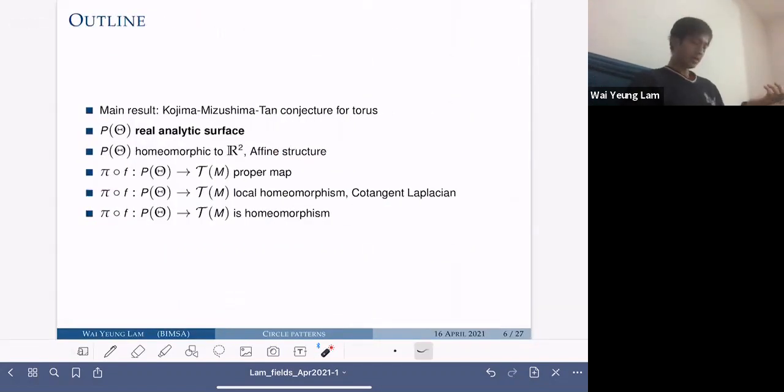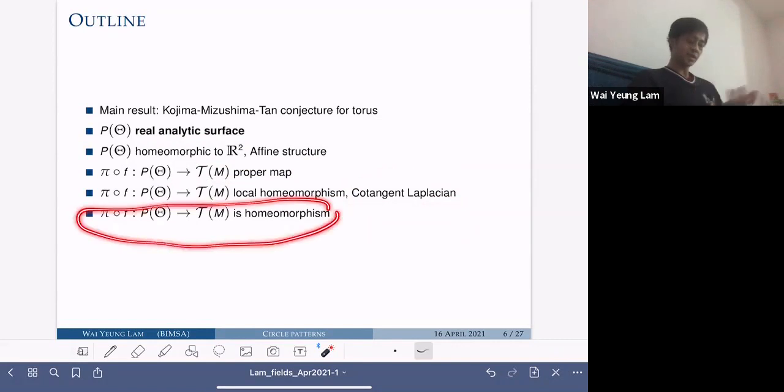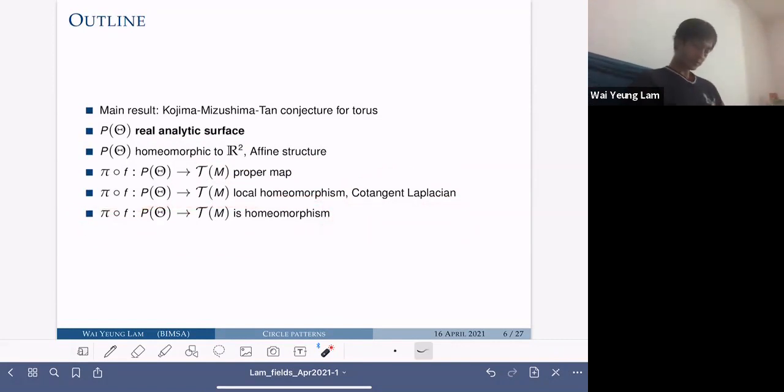Okay, so this is the outline. This outline is more or less the outline given by Kojima, Mizushima and Tan. In their paper, when they made the conjecture, they already outlined what steps you should take. So I'll show that this P theta is a real analytic surface homeomorphic to R2, and that the projection to the Teichmüller space is a proper map, and then that it is a local homeomorphism. For that part, this quadratic differential Laplacian is very important, and I will show you why that is the case. And in the end, I will tell you that it is indeed a homeomorphism. So that is more or less the plan.